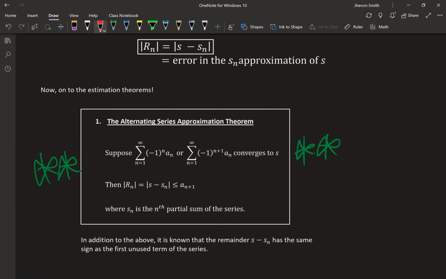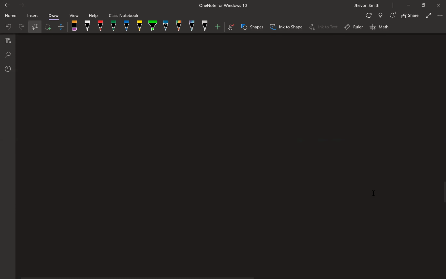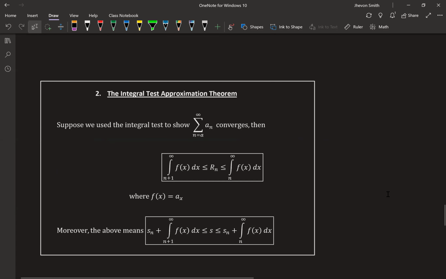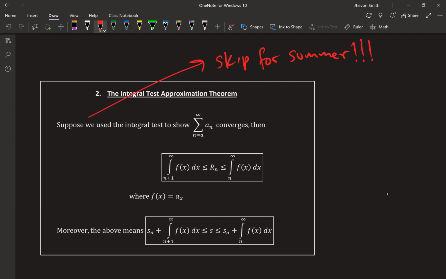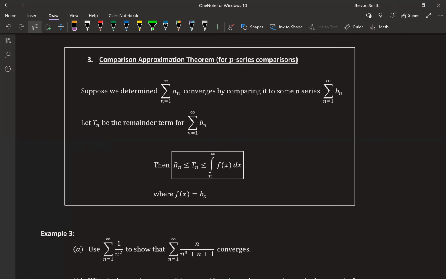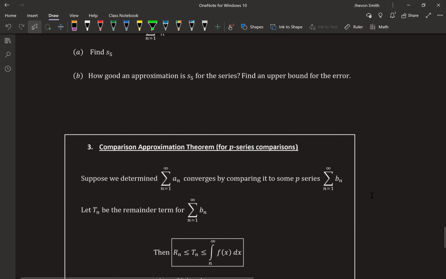In fact, I did put in the notes here the integral test approximation theorem. We are going to skip this for the summer, so you can completely ignore this. I won't even ask this on a bonus problem, so completely ignore it. Right? I'm not going to ask you this for sure. So ignore. I mean, you can do it, but don't do it expecting it to show up on a test, because it's not. And there is a theorem that tells you how to approximate a series that you use the comparison theorem with. Skip for summer.